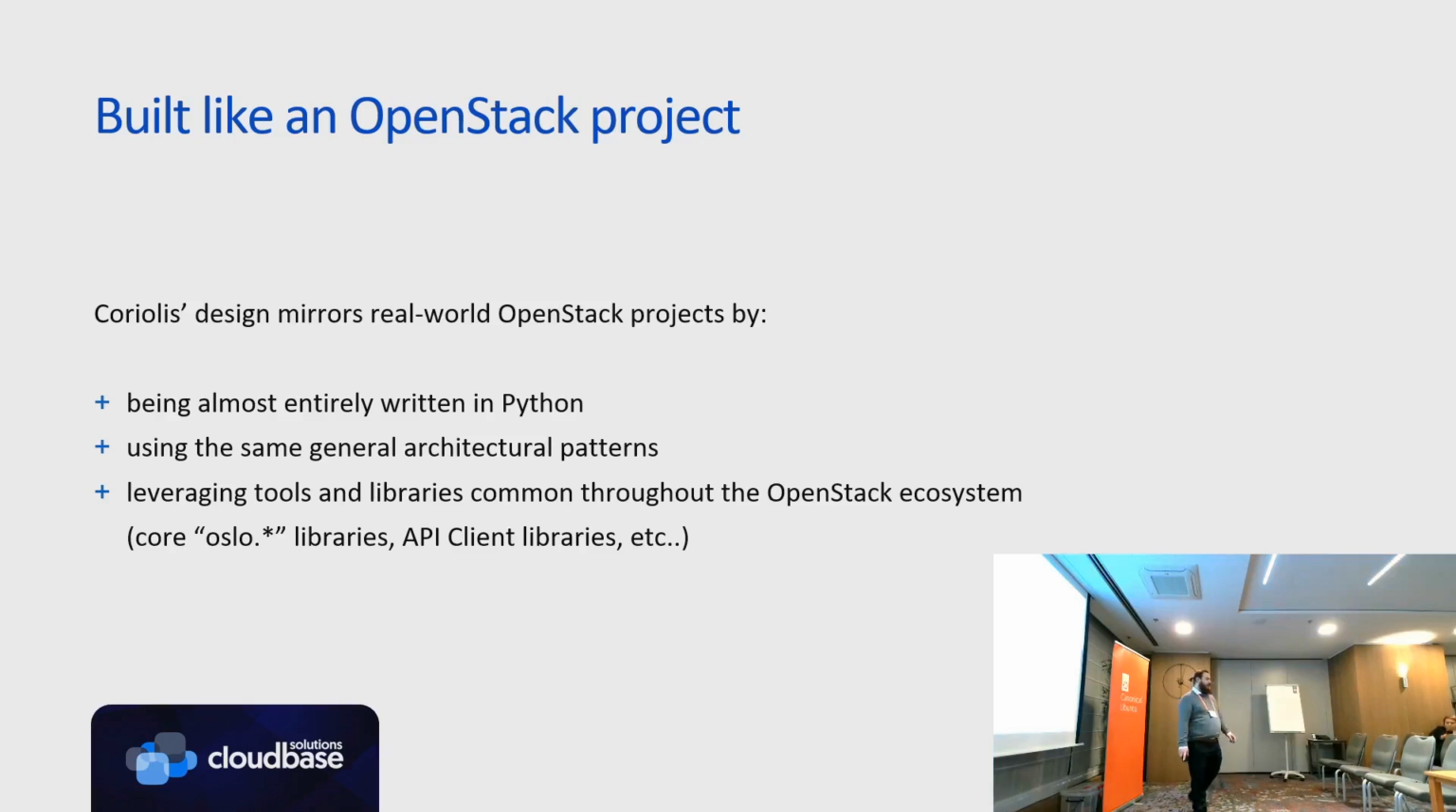Coriolis is built like an OpenStack project in the sense that it's service-oriented, and we have a conductor, a scheduler, and communication over RabbitMQ and message queue platforms. It integrates very easily with Keystone because it also uses Keystone for its authentication purposes. It's almost entirely built in Python and already uses the common libraries that OpenStack itself defines and uses.